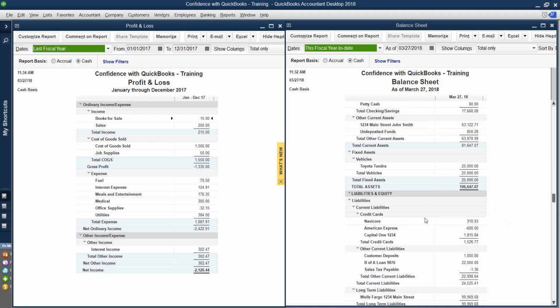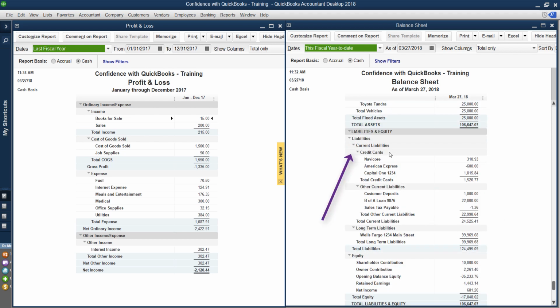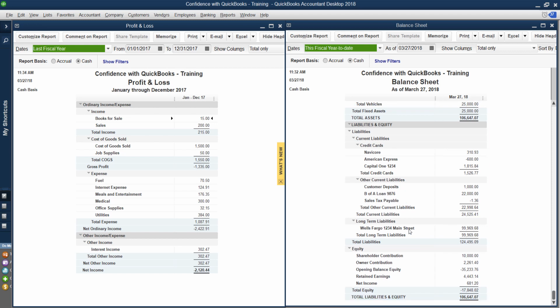Then you're going to have your liabilities. With liabilities, you also have current, other current, and long-term. What's the difference? It's just how long you have them. Current liabilities are going to be things like your credit cards. Other current liabilities are going to be things like customer deposits, sales tax, and any loans that are going to be paid within a year. If they're long-term loans, that's anything exceeding a year. So that's the difference. You'll see the titles are up here.